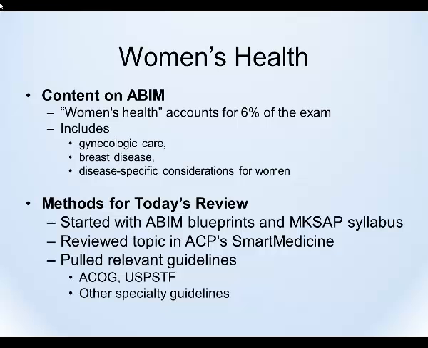So I won't be offended if you don't take me very seriously, because I'm not an expert in this, but I tried to distill down everything I could as much as possible and stick to high-yield things that I didn't know very well and not rehash things that you guys know in and out. So I started with the ABIM blueprints again, and kind of looking at our scores on the in-training exams. I went through the MKSAP syllabus, and I pulled out topics from ACP Smart Medicine, which is sort of like the ACP UpToDate, and then went to the guidelines and actually read a lot more obstetrics and gynecology journal articles than I think I ever have in my life in preparation for this.